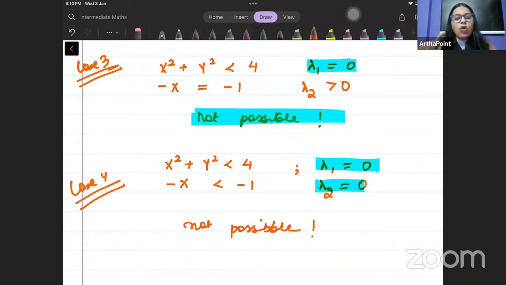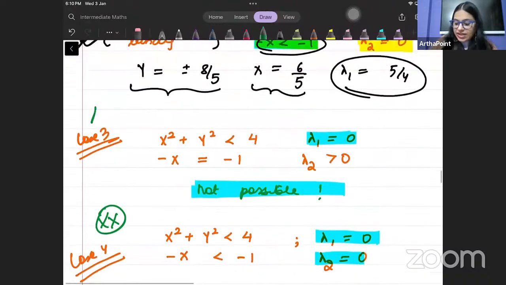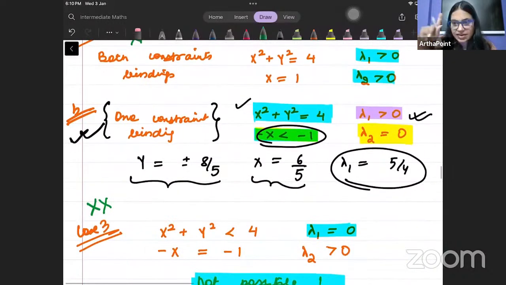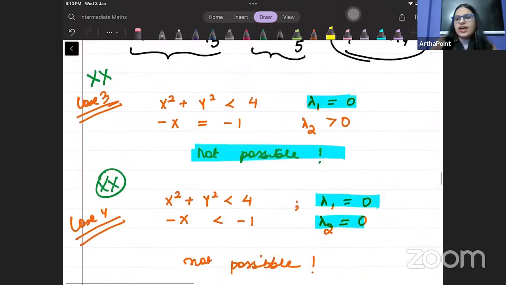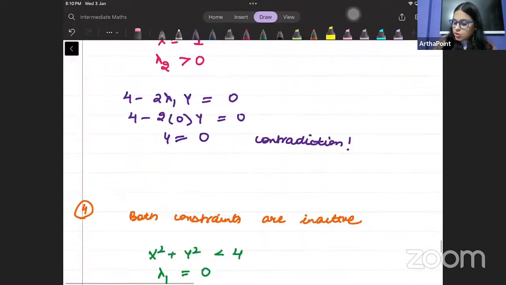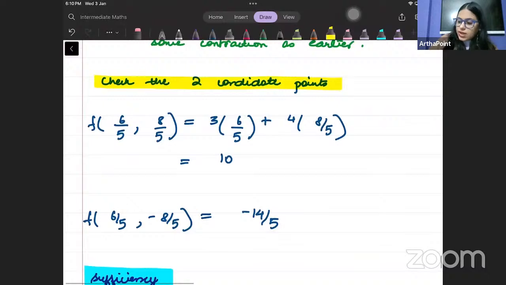So we have checked all permutation and combination and we have got that case 4 ठीक नहीं है, case 3 भी ठीक नहीं है, case 1 भी ठीक नहीं था, and there is only one case which is correct where we got that only one of the constraint is binding और यहाँ से हमारे पास 2 candidate points release हो गए हैं. So now I just have to check the value of the function at these candidate points. तो पहला कैंडिडेट पॉइंट आया 6/5, 8/5. इस पे मैंने फंक्शन की वैल्यू चेक कर ली.